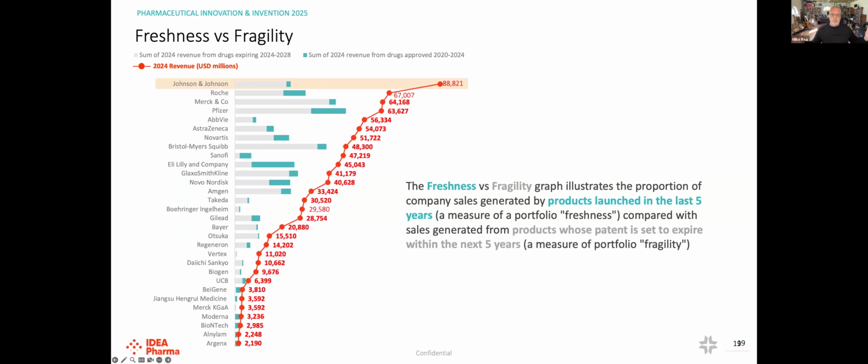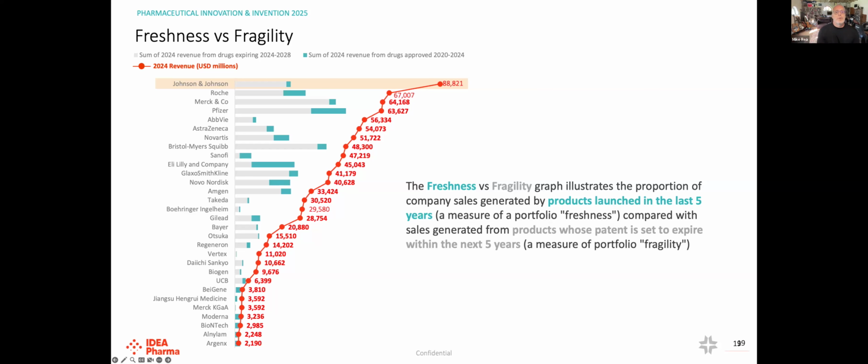And that becomes a challenge, because then we look at what we call fragility. So, which drugs are expiring in the years 24 to 28. And you can see this on the gray and the blue bars here. So the gray bars are what's expiring in the next 5 years. The blue bars are what we're making in 24 from drugs approved in the last 5 years. And then the big metric is, well, what's the overall revenue of the company? So how big is the company in general? And you can see the gap that some companies are going to have.